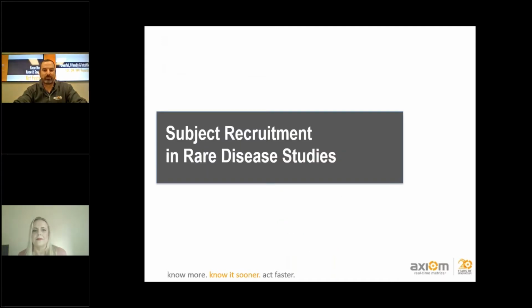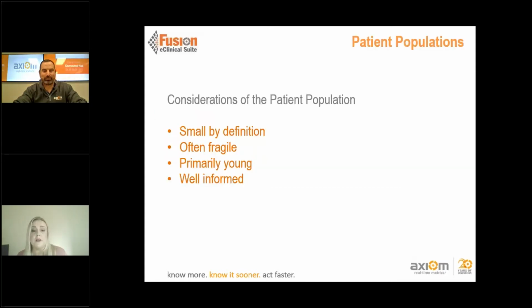So we're going to talk a little bit about subject recruitment in rare disease. And the first thing that we're going to talk about, Brian, if you could just go to the next slide, is the considerations of the patient population. So in the rare disease population, they are small by definition. They're often fragile. So these patients are often physically fragile or susceptible to infections. Your patients are primarily young. They're often infants or children where parental consent is required, or they're young adults.